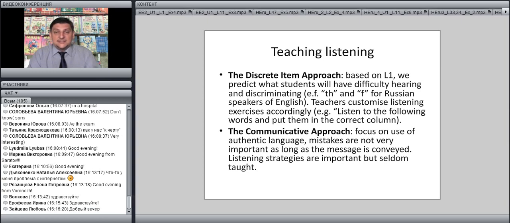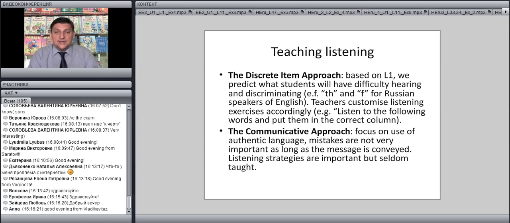To understand the meaning, you need to use different listening strategies. And listening strategies are important for the communicative approach, but very often they are not told explicitly. We're going to take a look at some of the examples of listening strategies later on in a few minutes.